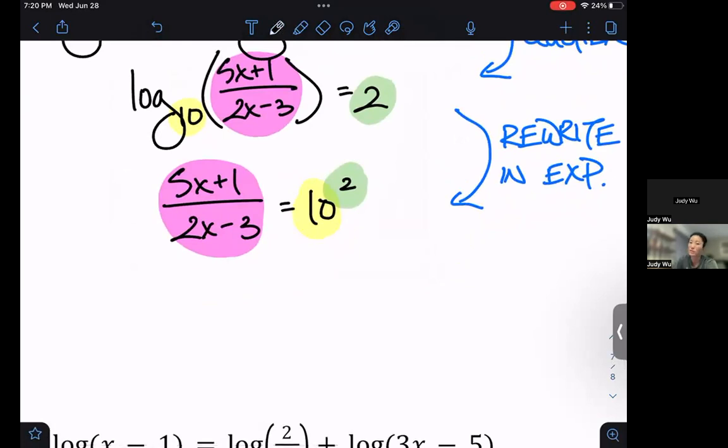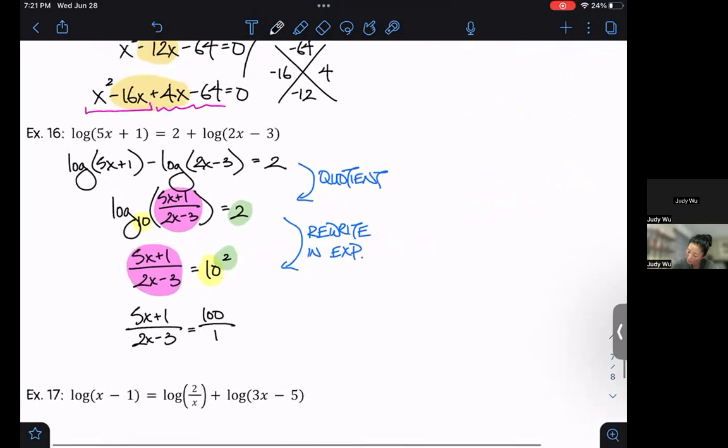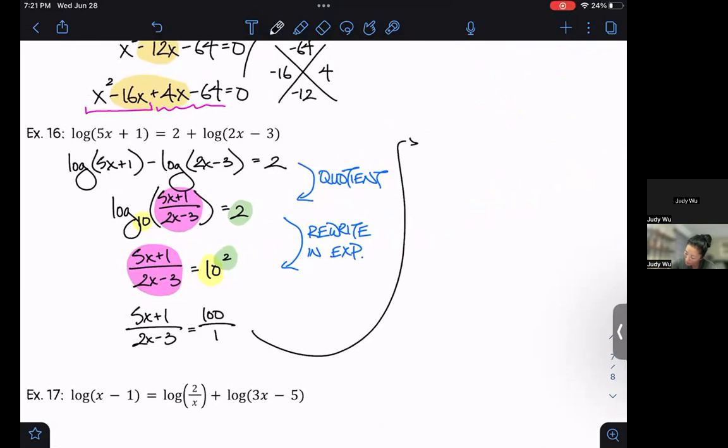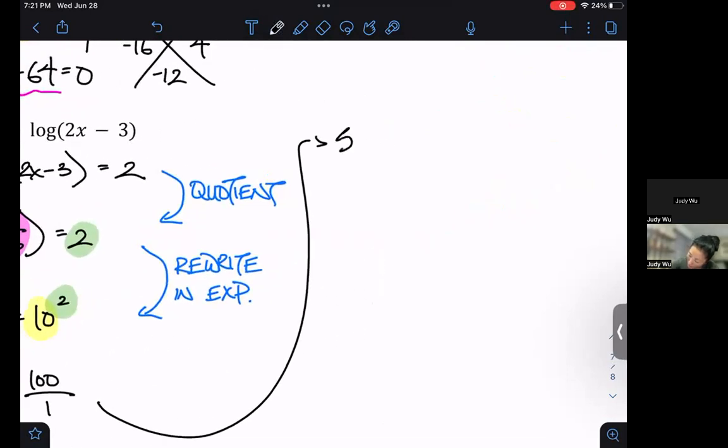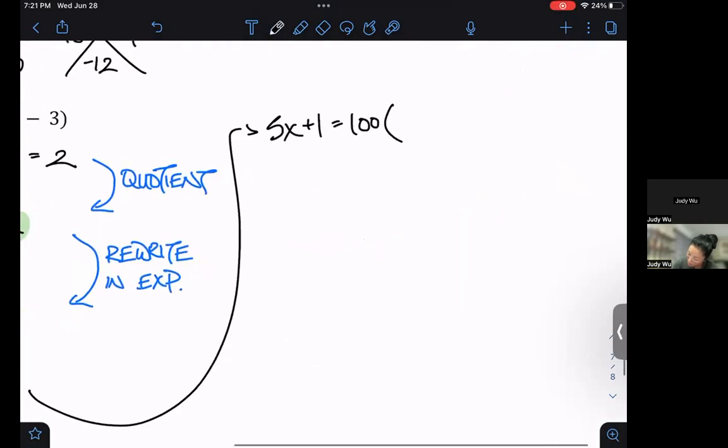Now, I'm going to do a few things here. I'm going to take the 10 squared and turn it into 100. And I'm actually going to do 100 over 1 because I can make any whole number a fraction by putting it over 1, okay? So that's going to give me 5x plus 1 over 2x minus 3 equals 100 over 1. And now I'm going to cross multiply, okay? So let's move up here. And cross multiplying, I get 5x plus 1 equals 100 times 2x minus 3.